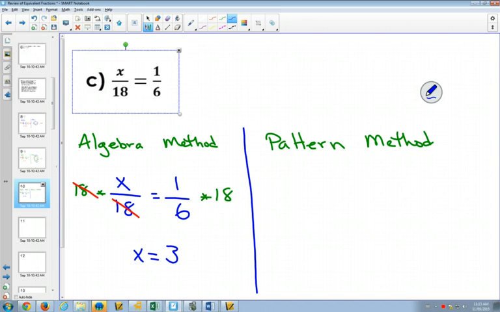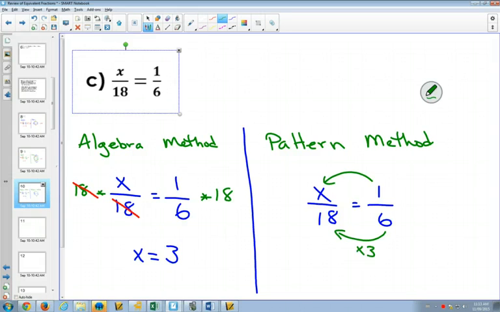On the pattern side, we want to find out what x is. So if I want to go from 1 to x, and looking at going from 6 to 18, here I have to times by 3 if I'm going from 6 to 18. So up here, I'd have to times by 3, and 1 times by 3 tells me that x has to be equal to 3.